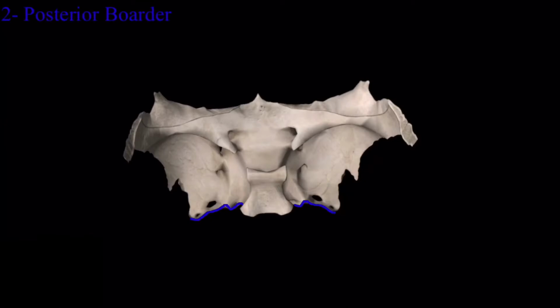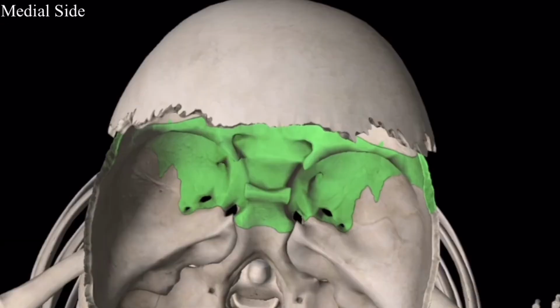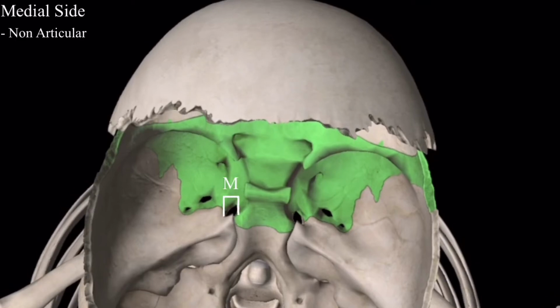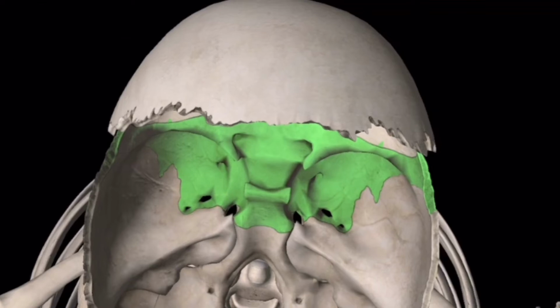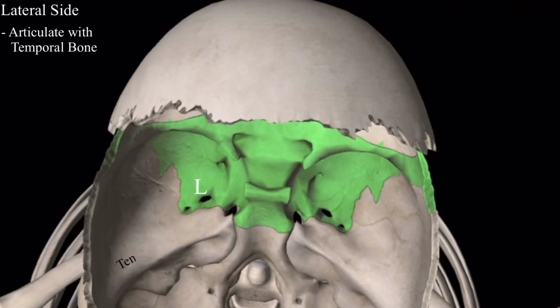Number 2, the posterior border. The posterior border, we divide it into two, the medial side and the lateral side. The medial side of the posterior border is non-articular and contributes in the formation of the foramen lacerum, as you can see, while the lateral side of the posterior border articulates with the temporal bone.